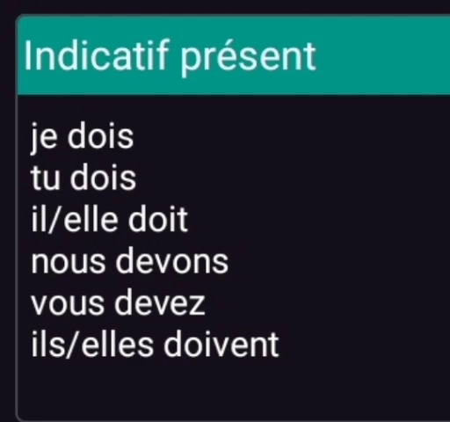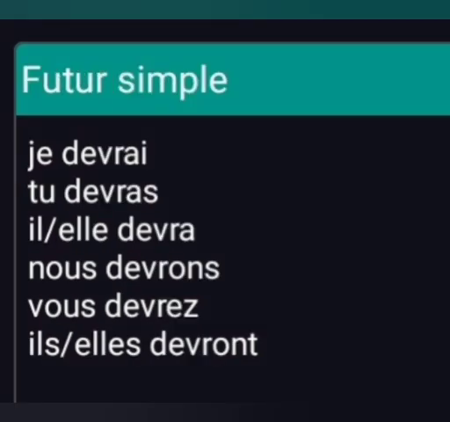Now let's go to the future tense. Let's do future simple. Je devrai, I will have to. Tu devras, you will have to. Il devra, he will have to. Elle devra, she will have to. Nous devrons, we will have to. Vous devrez, you will have to. Elles devront, they will have to, or they will need to.